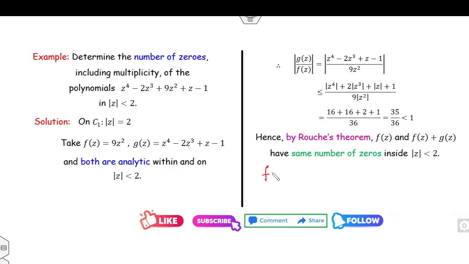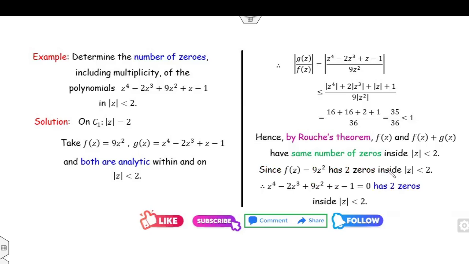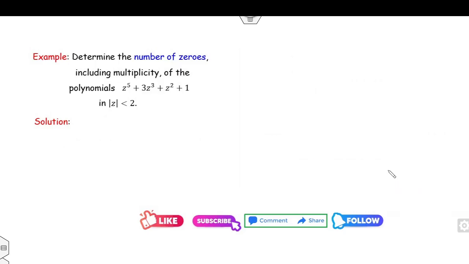Hence, the given function f(z) and f plus g of z have the same number of zeros, but f of z has two zeros which lie inside the circle of radius 2. Therefore, the given function also has two zeros. Look at the next one.